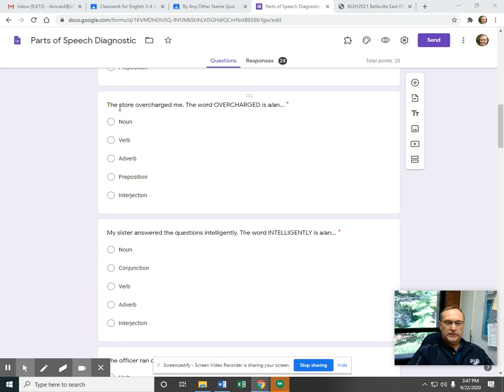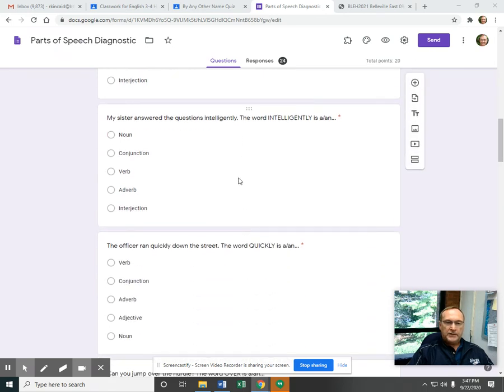The store, so we have the subject, the store. What did the store do? The store overcharged me. Okay, so that's a verb. And we know that verbs show action or state of being. The next one says, my sister answered the questions intelligently. And the word intelligently is an adverb.